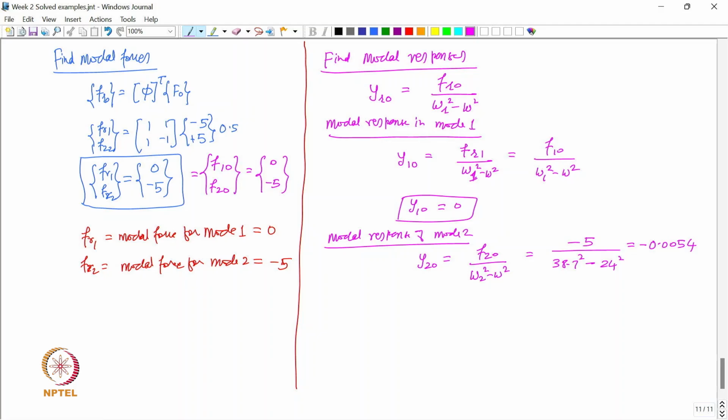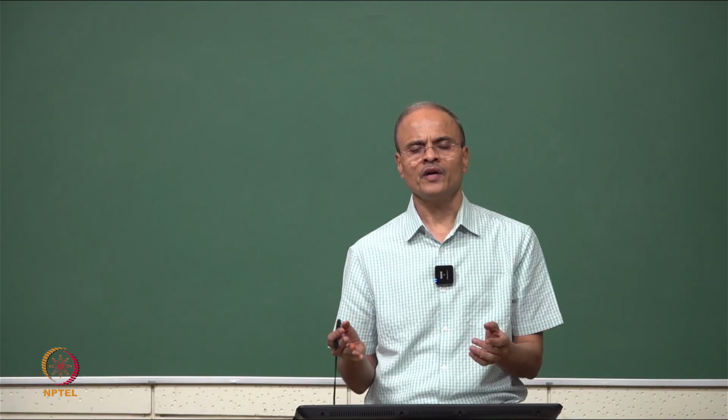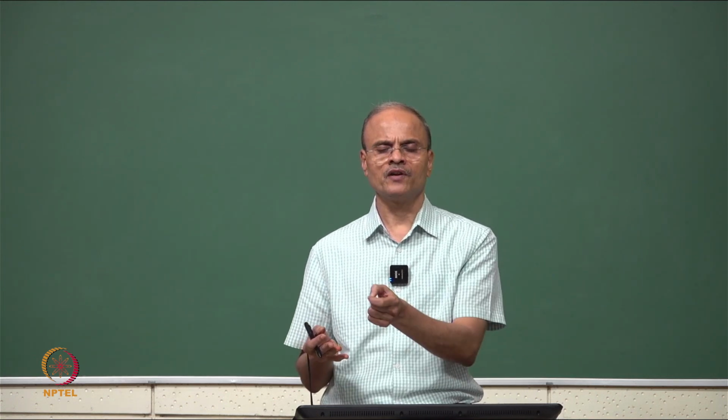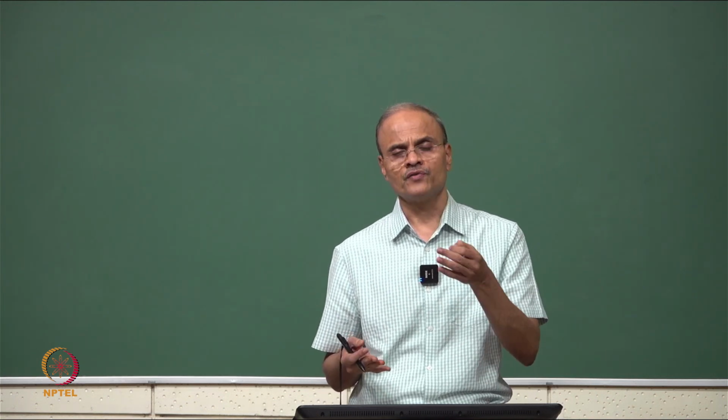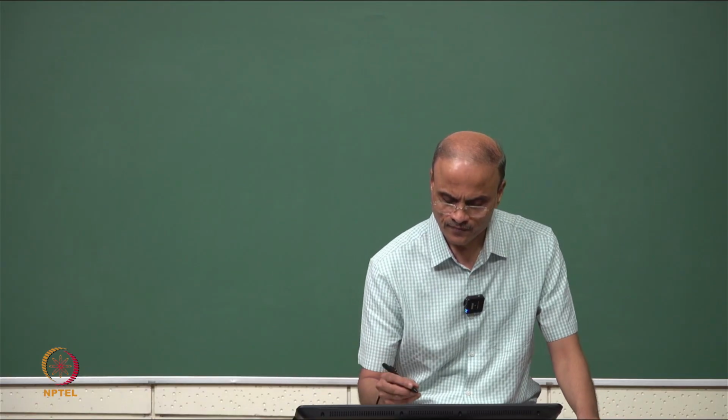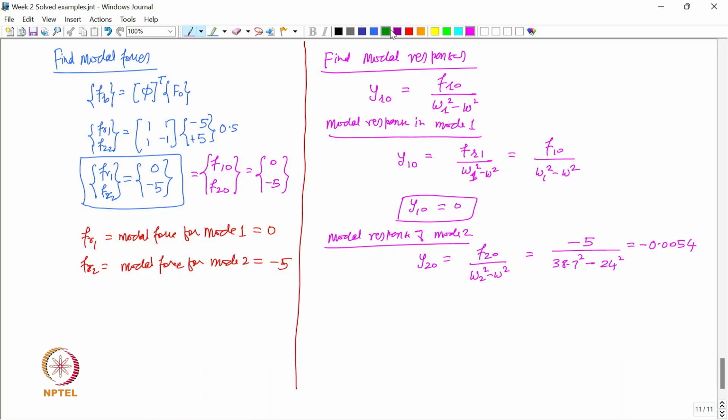So that represents, again, it is not the value of the response at any particular degree of freedom, it is the modal response. It says that this is the amount by which the second mode is excited. But now if you wish to know the actual value of physical displacement at different degrees of freedom, then we will have to find the physical response, which is what we are going to do next. So let us find the physical response.